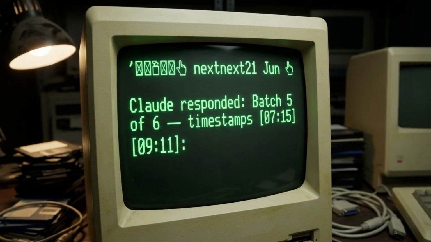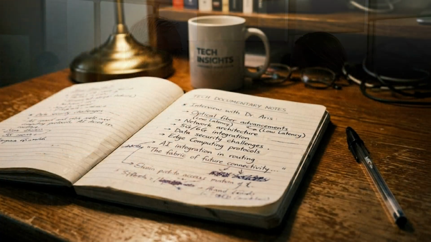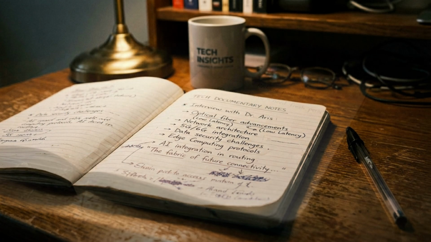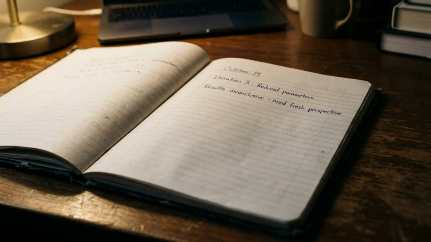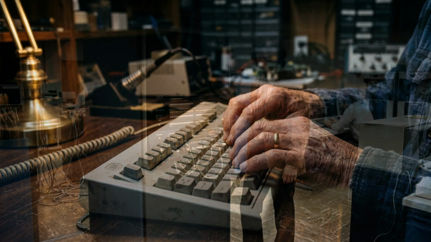You cannot transfer the knowledge of someone who was there when the system was built, who understands not just what it does, but why specific decisions were made in 1974 that are now embedded in production code that nobody is allowed to touch. There's a term in the industry for this. It's called tribal knowledge, and it is walking out of the building every day, one retirement at a time.